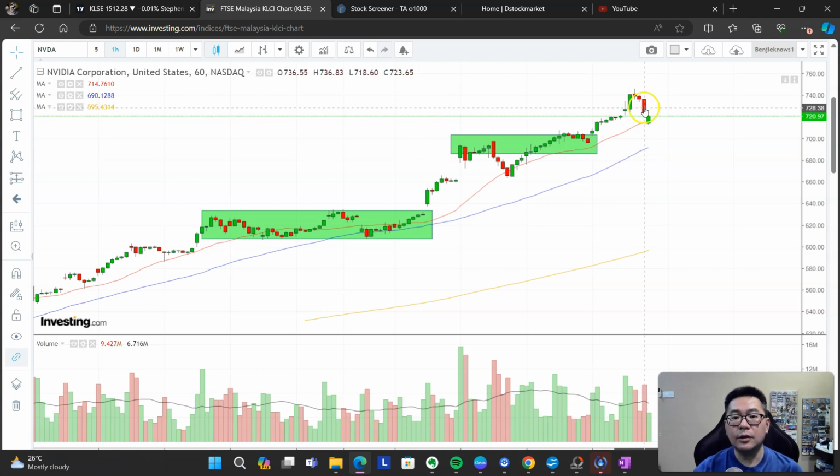Okay, that doesn't mean you want to buy. You want to buy the breakouts. But we use the MAs as a trend following tool.